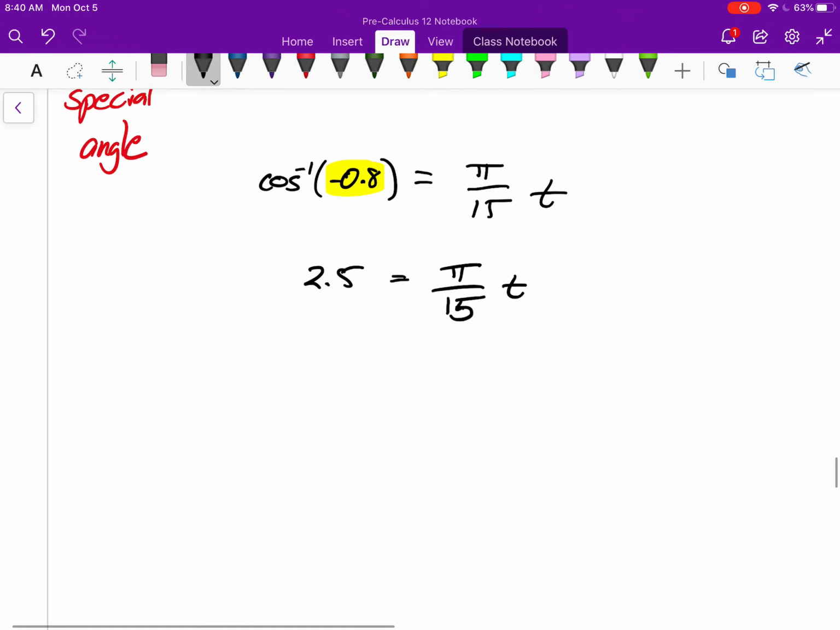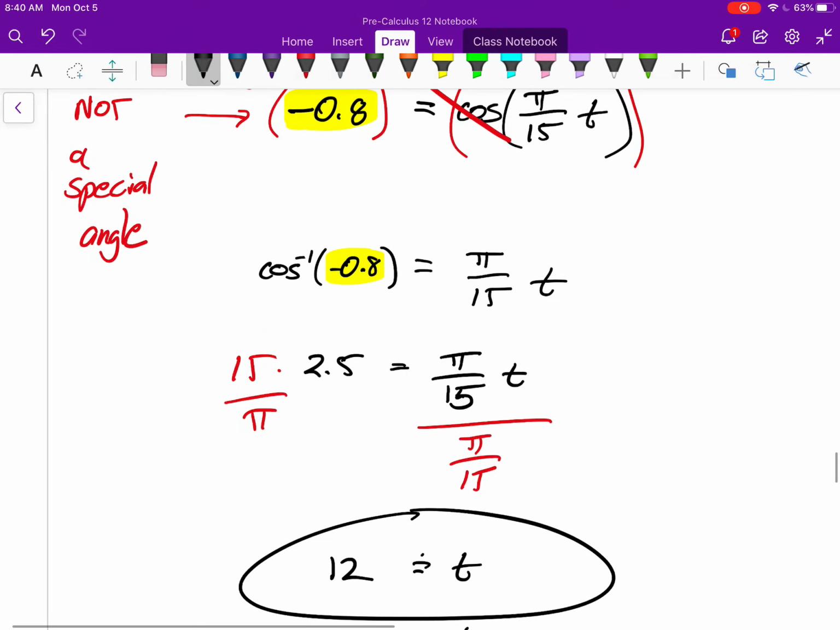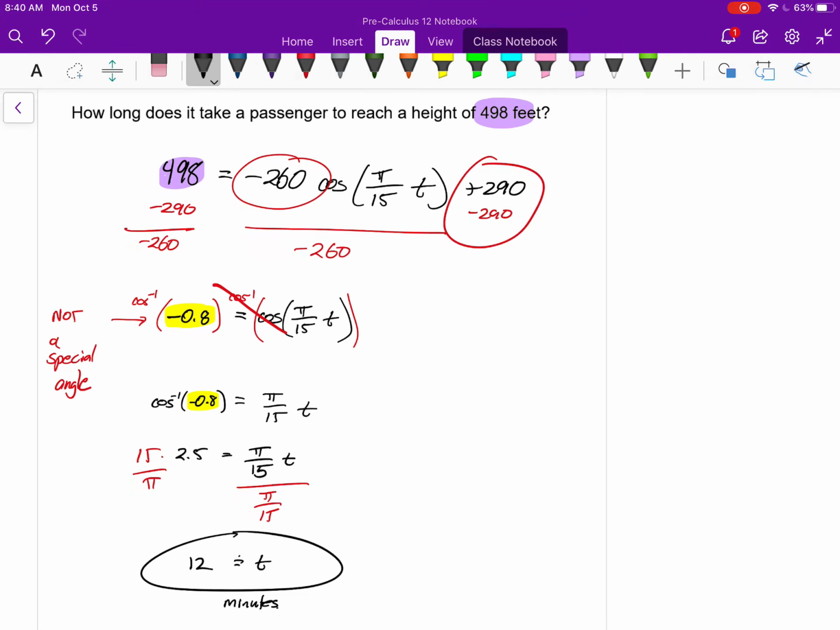That's it. I've gone through the hardest part, so now I just need to divide both sides by pi over 15, which, dividing by pi over 15, is the same as multiplying by 15 over pi. And so I get about 12 on one side and t on the other, so it takes about 12 minutes to reach that height of 498 feet. That's solving it algebraically, which in this case was doable, but chances are there were some parts you found quite challenging. So let me just finish off by comparing this to solving this graphically, which is so important.